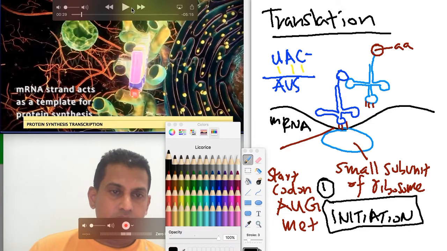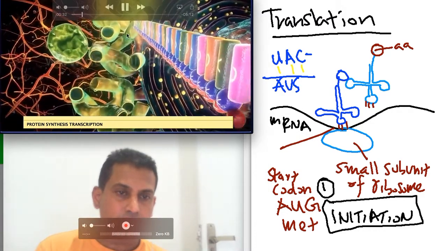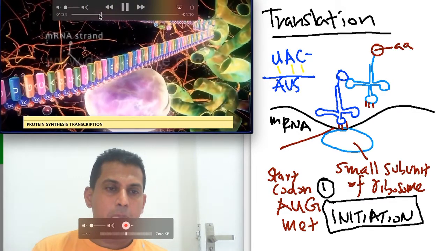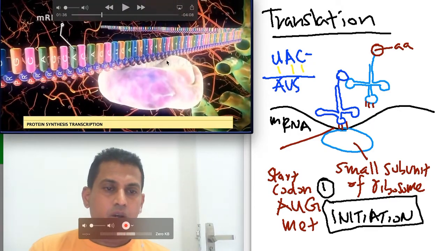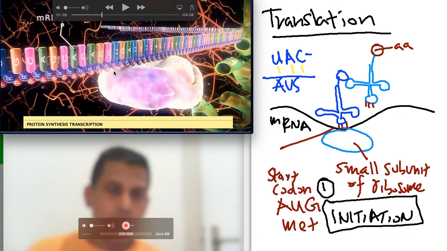So we're going to see that one again here in this video. Okay, now you can see that's an mRNA molecule. This is the small subunit of the ribosome.